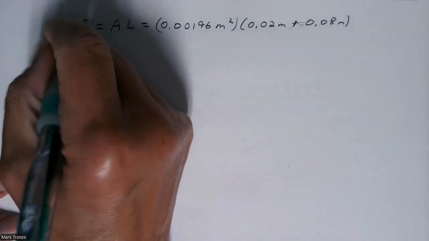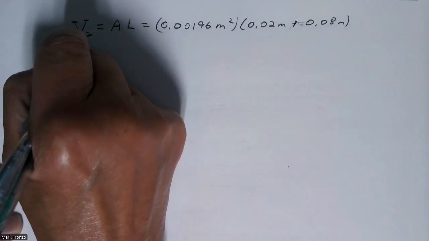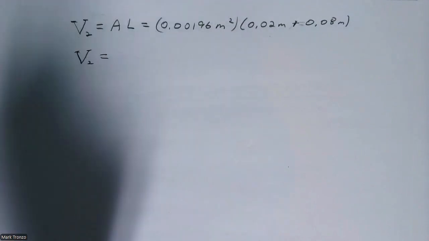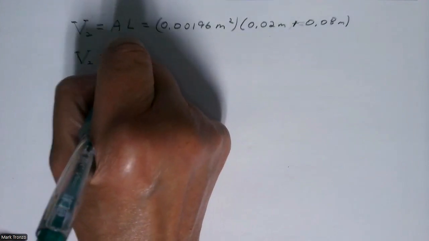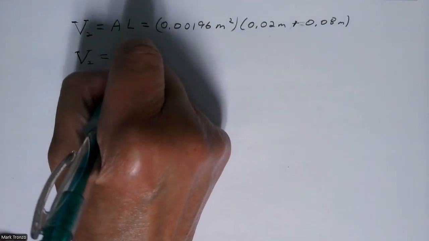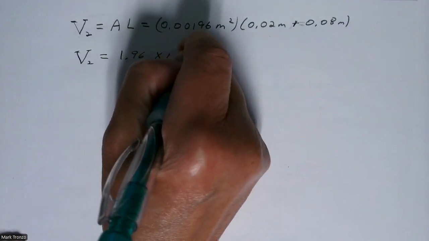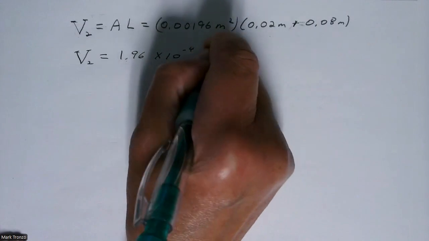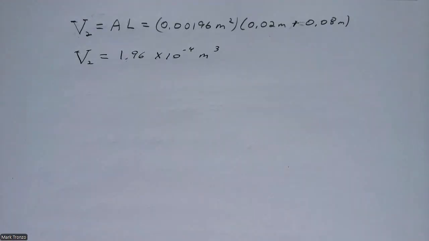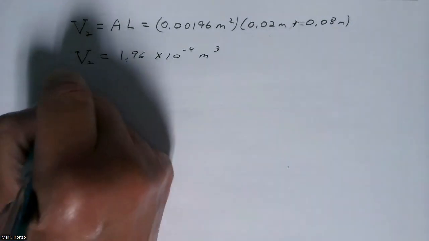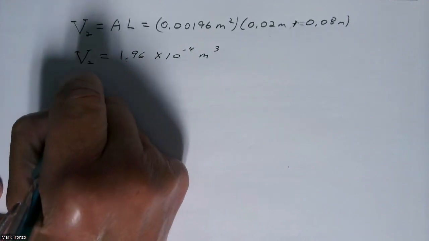That's going to give us our final volume, and this V2 is going to be 1.96 times 10 to the minus 4 meters cubed like this. So that's going to be our final volume. And so again, we're going to go back to our ideal gas law.